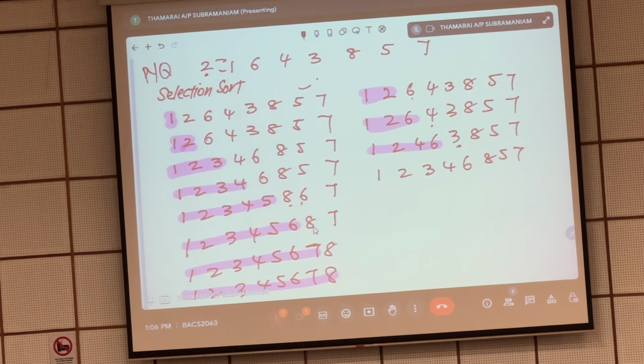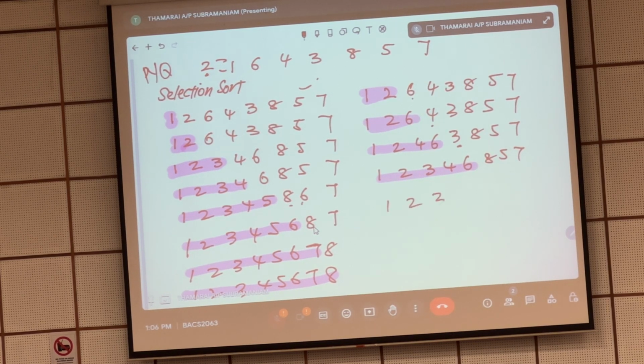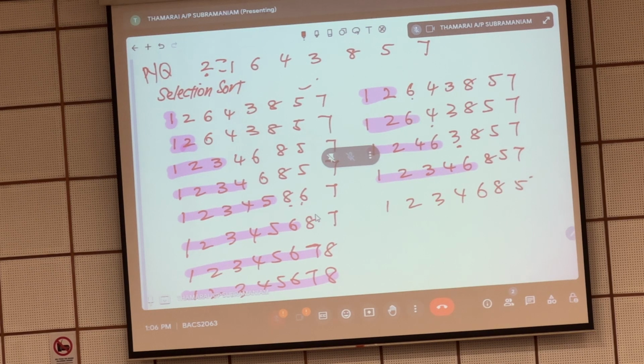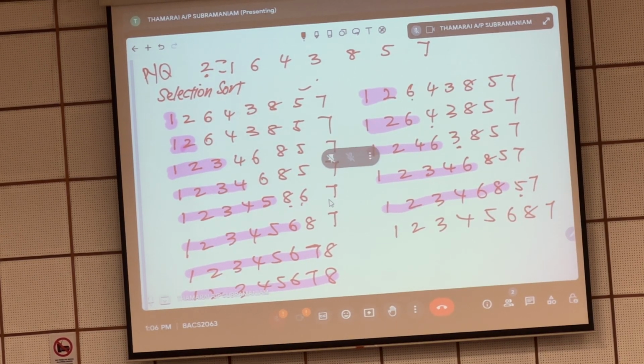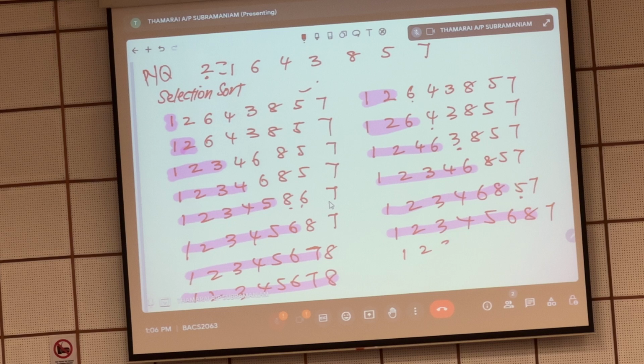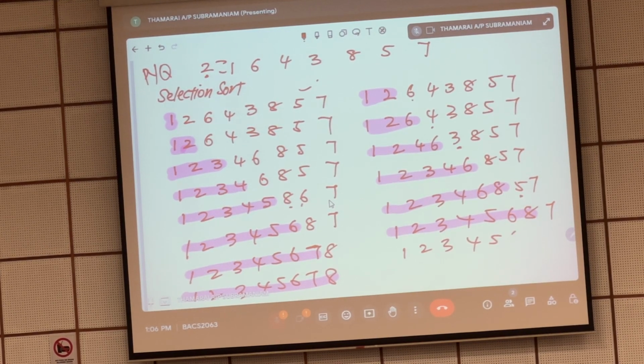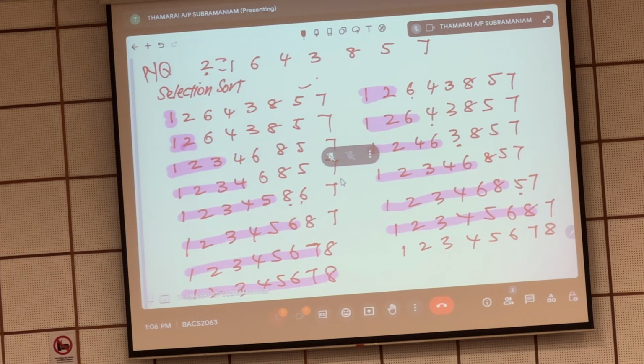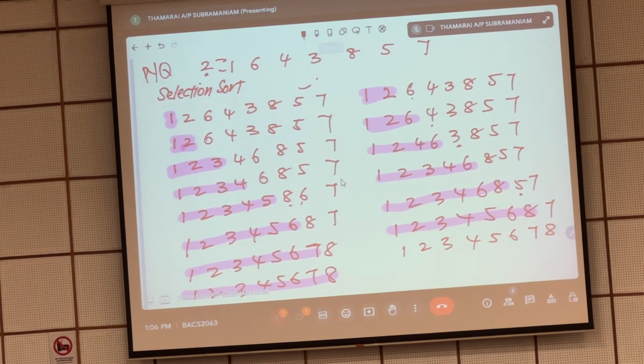Next is 1, 2, 3, 4, 6, 8, 5, 7. So next is 3. So this is sorted. Then 1, 2, 3, 4, 6, 8, 5, 7. Sorted. Next is 5. Well, 1, 2, 3, 4, 5, 6, 8, and 7. This is sorted. I need 1, 2, 3, 4, 5, 6, 7, and 8. Sorted. Okay?